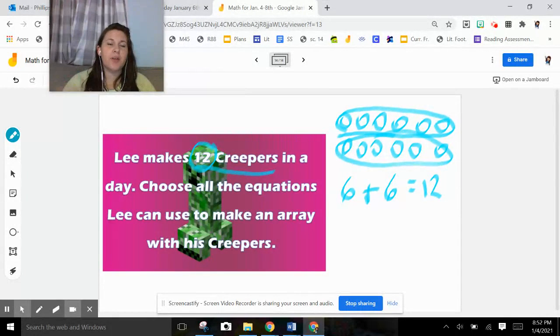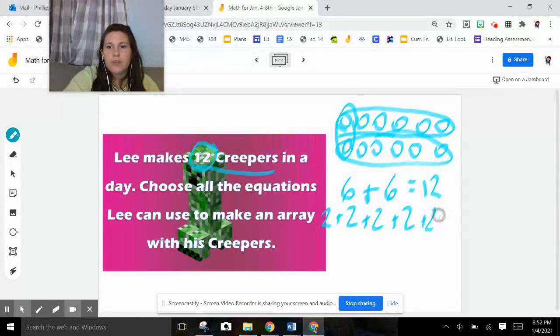Now, you could just stop there, or you could go a little bit further to do a different equation. So now, with the array that I have up here, I can add the columns. So I can do 2 plus 2 plus 2 plus 2 plus 2 plus 2, and I'm running out of room, equals 12. Same thing, repeated addition, and that makes an array.